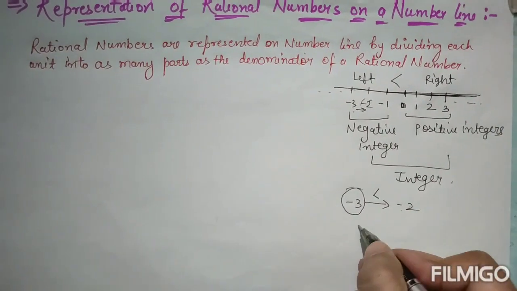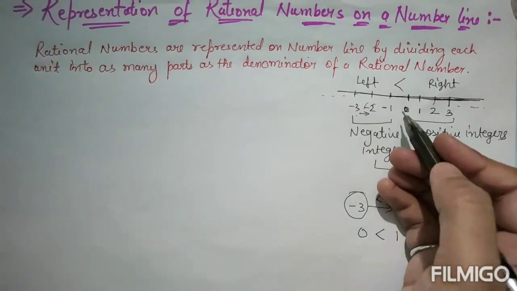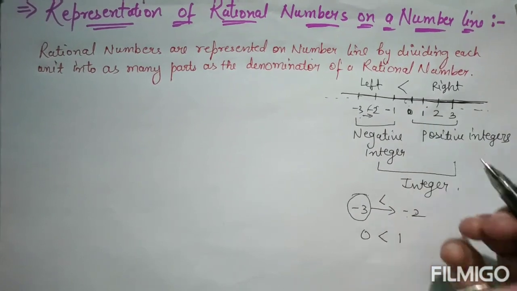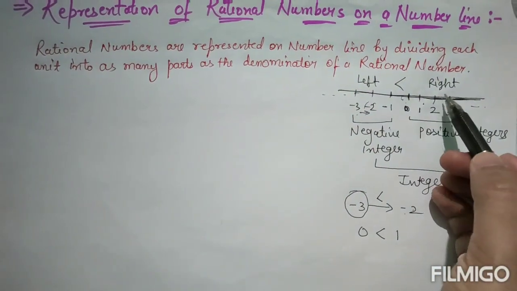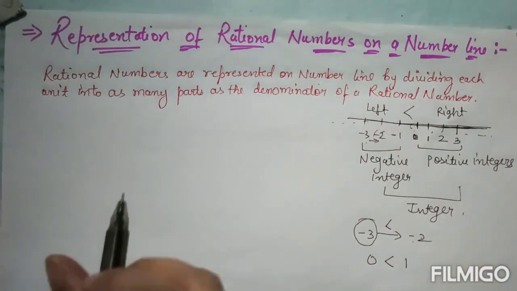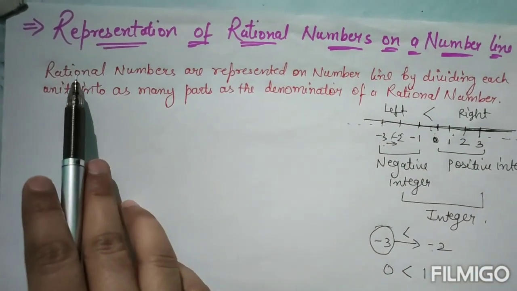Clear? Similarly 0 is less than 1, because if we move from 0 to 1, it will become left and it will become right. So the left side is always less than the right side. Clear?